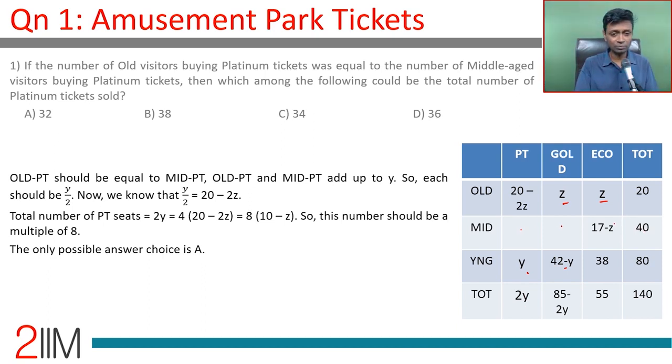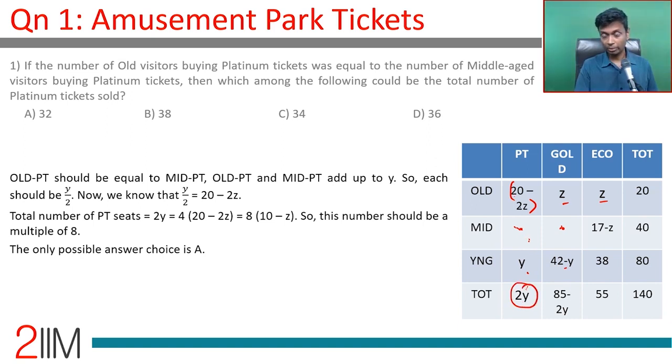We're not doing all that. We'll come to that. Maybe we don't need to fill this because there are too many variables. We know that we cannot get to the individual answers. The simpler cells we have filled in. The number of old visitors buying platinum tickets was the number of middle-aged visitors buying platinum tickets. Old platinum is equal to middle-aged platinum. Then which among the following could be the total number of platinum tickets sold?